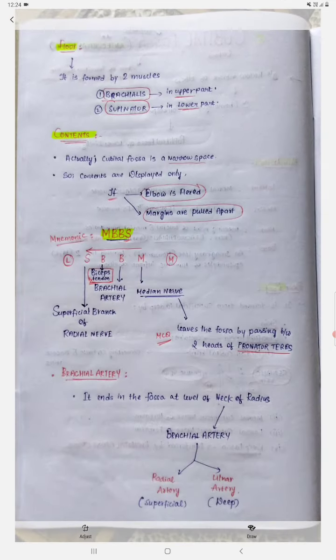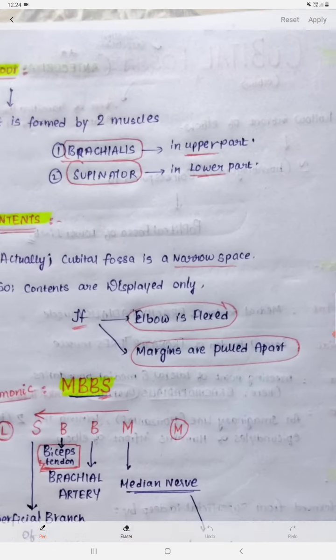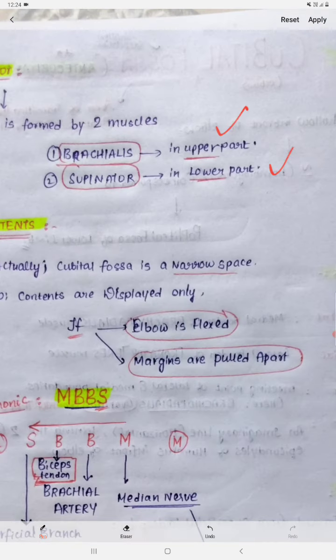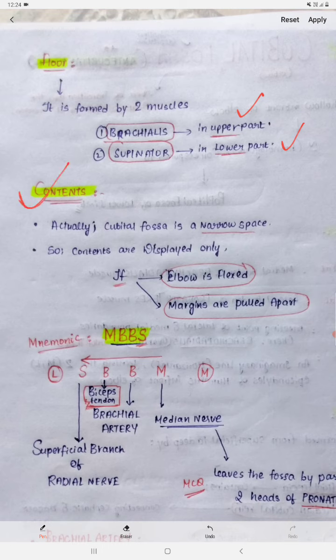Yes, the floor is mainly formed by two muscles: the brachialis in the upper part and the supinator in the lower part. And then coming to the contents, what is actually present in this cubital fossa? Actually, the cubital fossa is not that spacious.